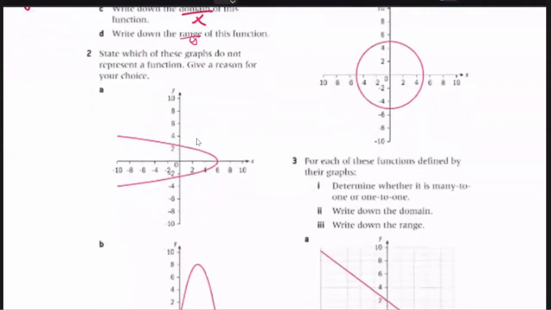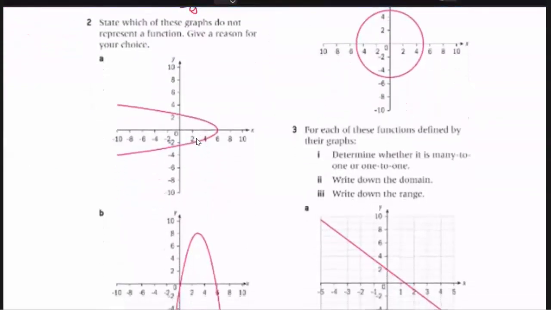For number 2, you are just stating which of these graphs does not represent a function, and you're going to give a reason. Once again, this is where we use our vertical line test. So where we draw a vertical line, if it hits twice, then it is not a function. So this one's not a function because it does not pass the VLT.